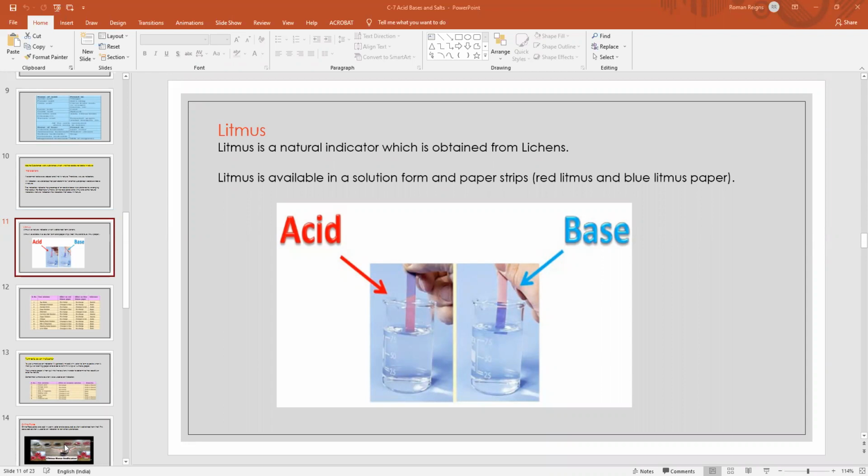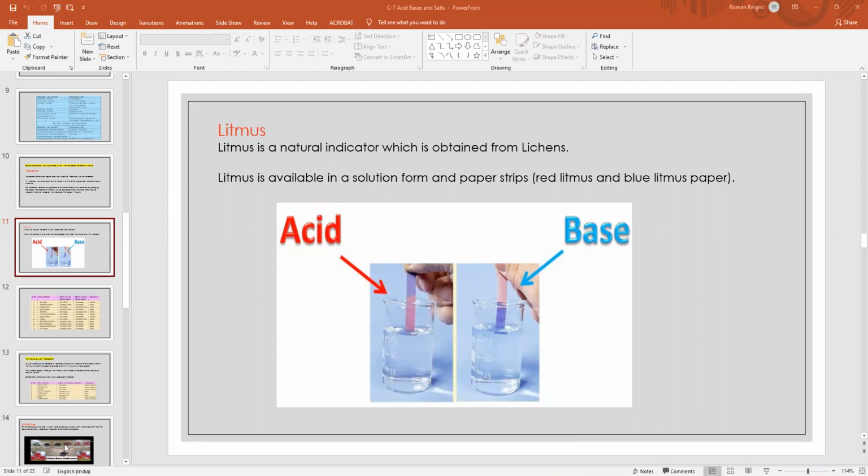In the previous class, we have seen what indicators are and the types of indicators, and we have already discussed the synthetic indicators and the olfactory indicators. Today, we are going to focus on natural indicators, that means indicators which are obtained from organic resources. In that, the first indicator which we are going to learn is litmus.